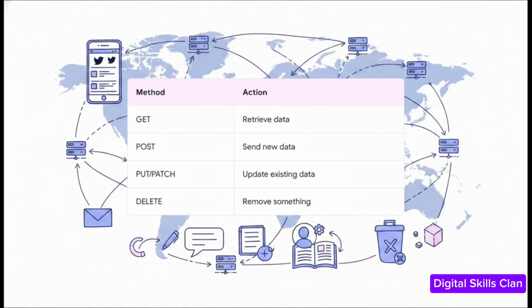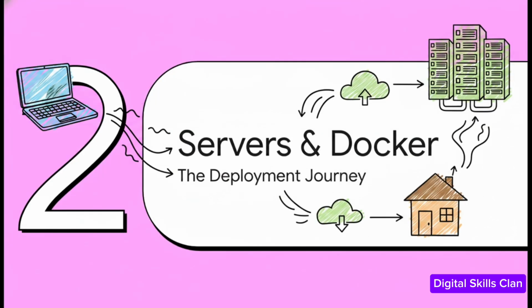And this digital waiter basically uses 4 main methods to handle all your requests. GET is for retrieving data, like loading this explainer right now. POST sends brand new data, like when you hit a like button or post a comment. Then you have PUT or PATCH to update existing data, like editing that comment. And finally, DELETE, which removes it entirely. Whether an app is a tiny side project or a massively complex system, these 4 actions are the fundamental building blocks of the web. Moving on to Layer 2, servers and Docker containers.